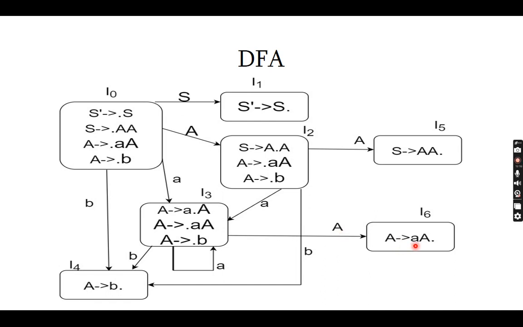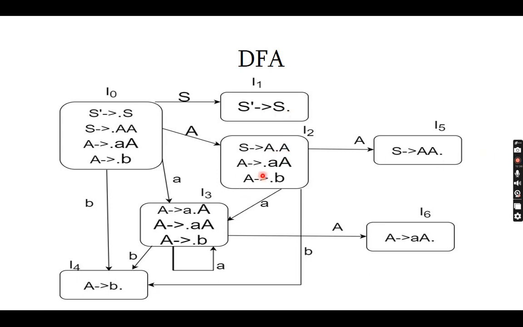Okay. So now A derives A dot. Now if I move this dot to the next position, it will be similar to the same state I3. So that is why I have put a self loop on A. Okay. If I move this dot to the next position, I will get this state. So that is why on B I am going to I4. Okay. So now we have done with everything. We have taken care of this. We have taken care of this. This dot is moved to the next position.